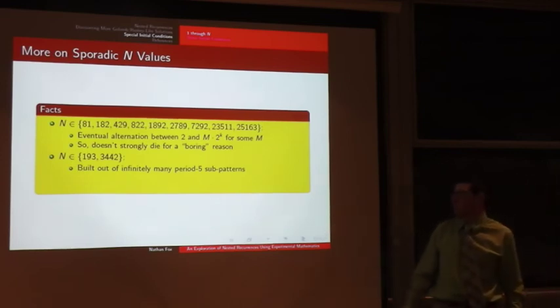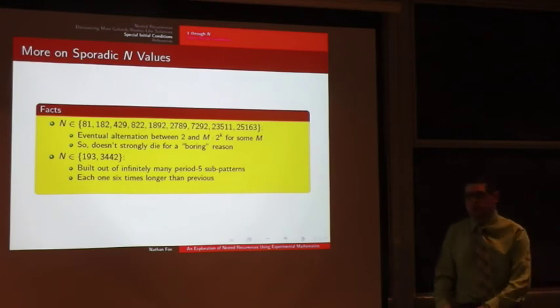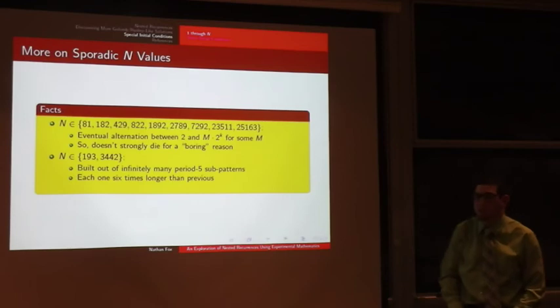These are built out of period 5 sub-patterns, where each one is 6 times longer than the previous. And the transitions are all the same between them. So these ones have a fractal structure that's really interesting.